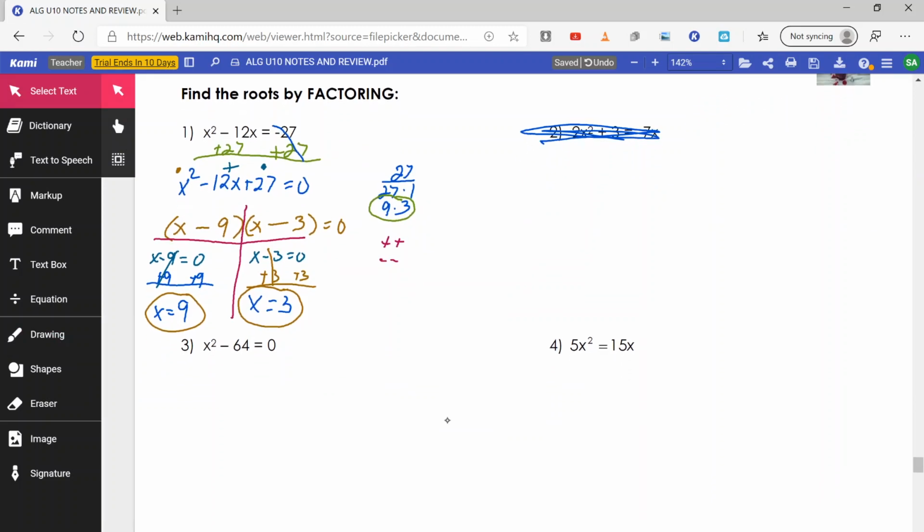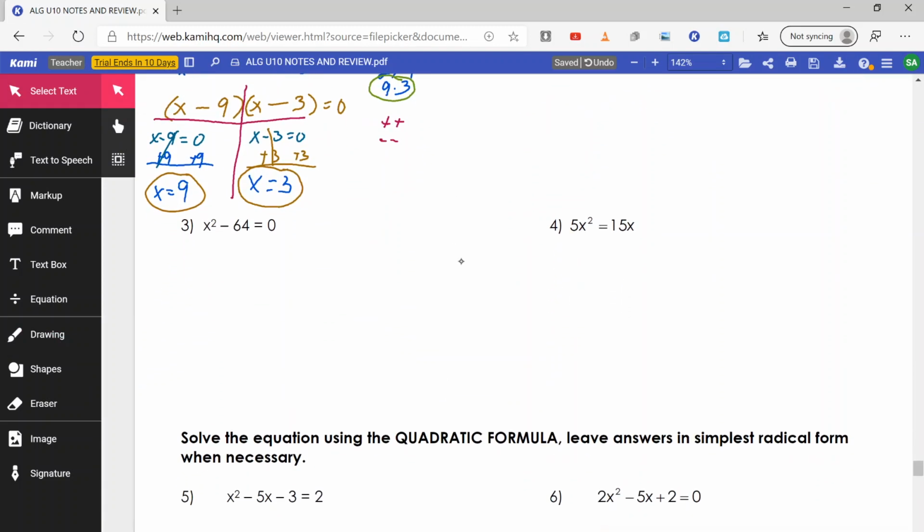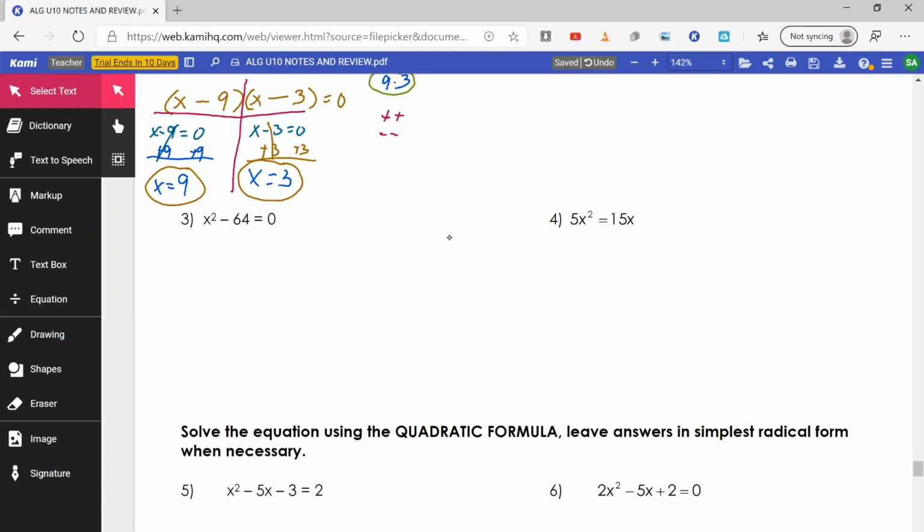Now, number 3, we have x squared minus 64 equals 0. So here we only have two terms, x squared minus 64. We are equal to 0, so that setup is good. Now I look at the format. I go down my line. Do I have a greatest common factor that I can divide off of each one? So x squared and 64, the answer is no. No, I don't have any common factor, so I can't do that.